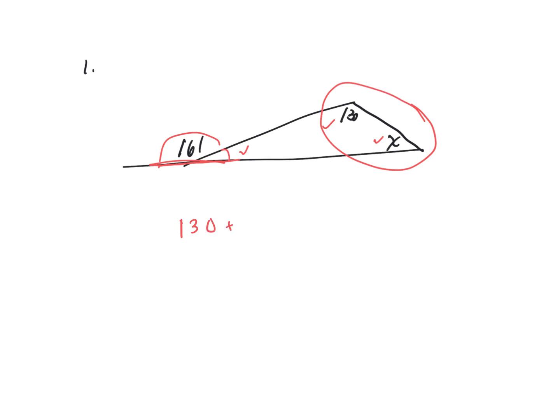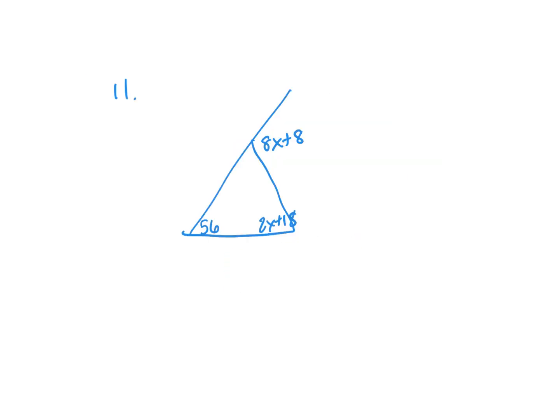It's 130, I think. And equals the 161, okay? So, yeah, X equals 31. Very good, because when you subtract 130, you get 31. Everybody get that? Yeah.